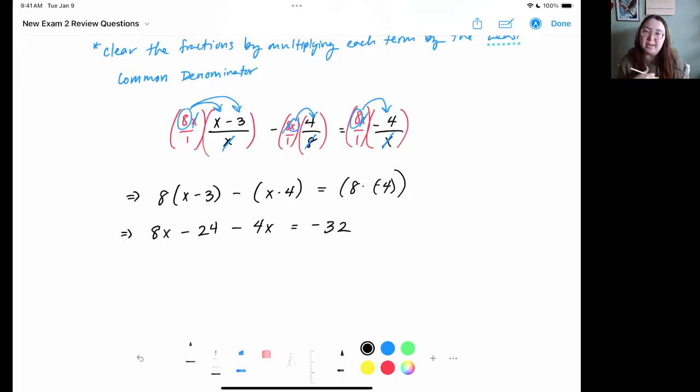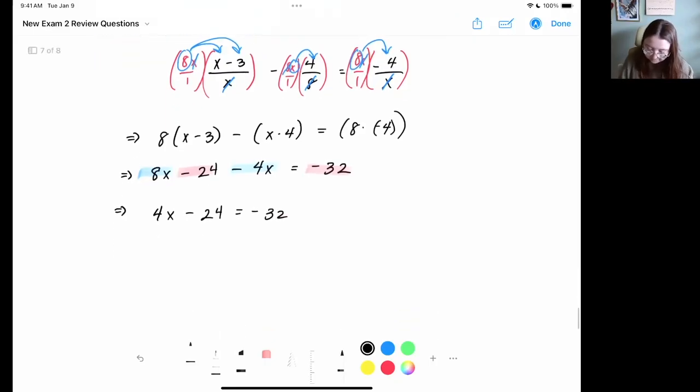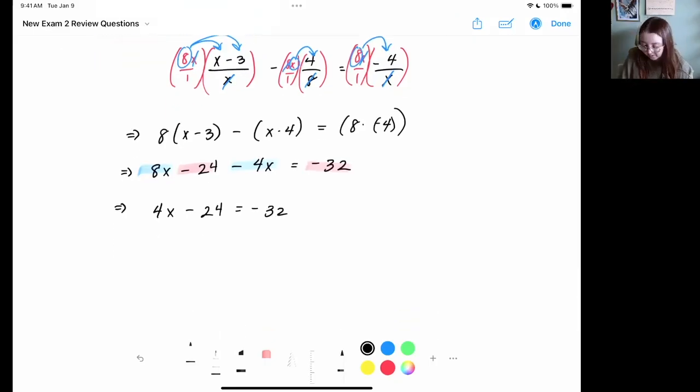So we want to combine our like terms and solve for x. So we've got 8x and negative 4x. We also have negative 24 and negative 32. So we want to combine our like terms, our highlighted terms. So 8x minus 4x is going to be 4x minus 24. It's equal to negative 32. We're trying to solve for x, so we're going to go ahead and add 24 to both sides.